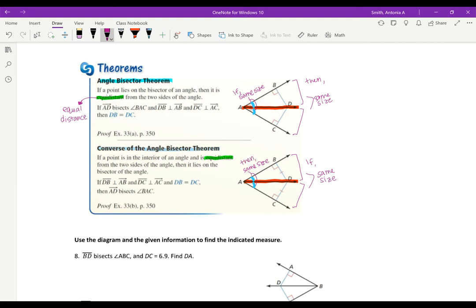So remember, theorems and postulates are if-then statements. If something is true, then something else is true. Okay, so the angle bisector theorem says if your angles are the same size, then the distance from the angle bisector to each side of your angle will also be the same size. The converse flips those two things around and says if those two distances are the same size, then your angles must also be the same size. Okay, kind of hard to wrap our brains around, so let's see an example.